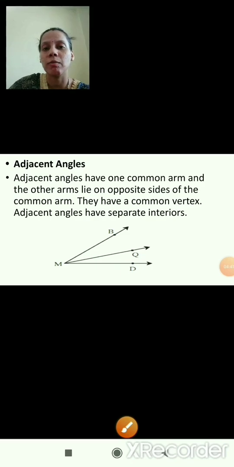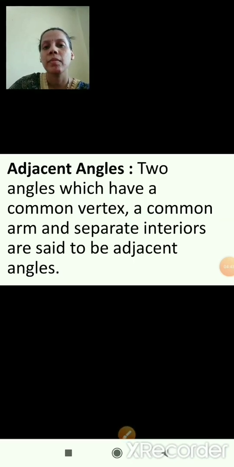We'll see the definition of adjacent angles. This is the definition: two angles which have a common vertex, a common arm and separate interiors are said to be adjacent angles. So this is the definition. I hope we are clear till here.